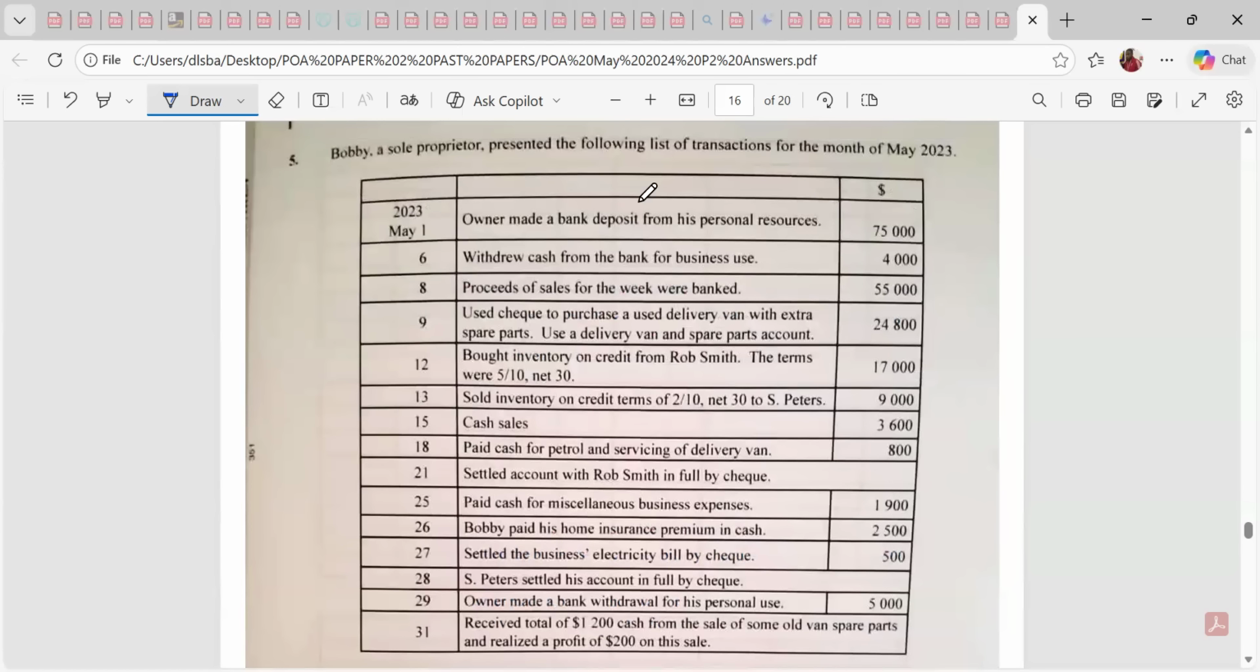So the first one, the owner made a bank deposit from his personal resources. Whenever you invest money into a business, what do you call it? Capital. The two things that are going to be affected would be capital and bank. Both of them are increasing. Bank is an asset. When assets increase, you debit. Capital, when capital increases, you credit.